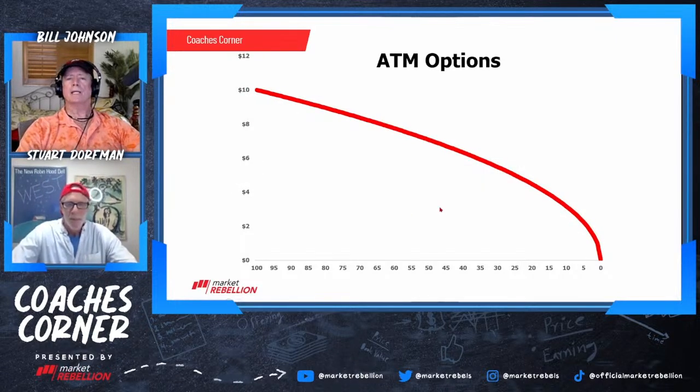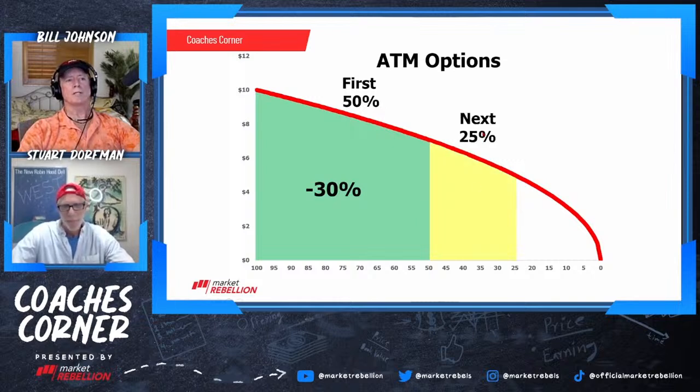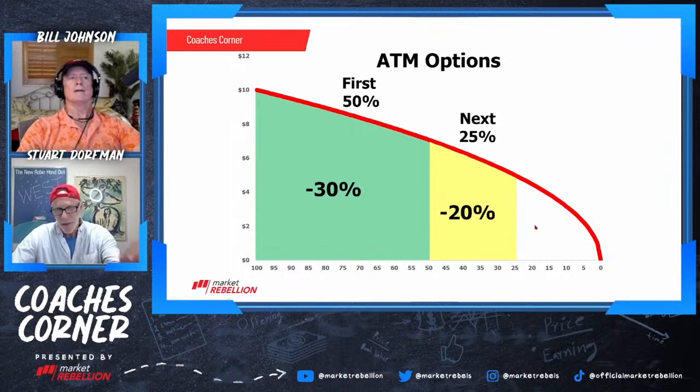Now for at the money options, there's a couple other characteristics. The first 50% of the time, so we're going from 100 days to 50 days, you're going to lose 30% of that option's value. Again, assuming it's at the money. The next 25% of the time, so the next 25 days, you're going to lose 20%. And that's your half that he just talked about.